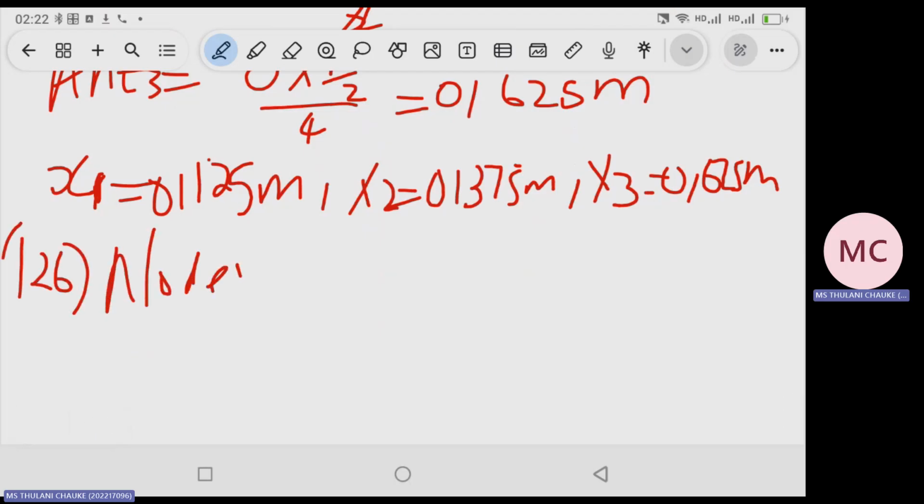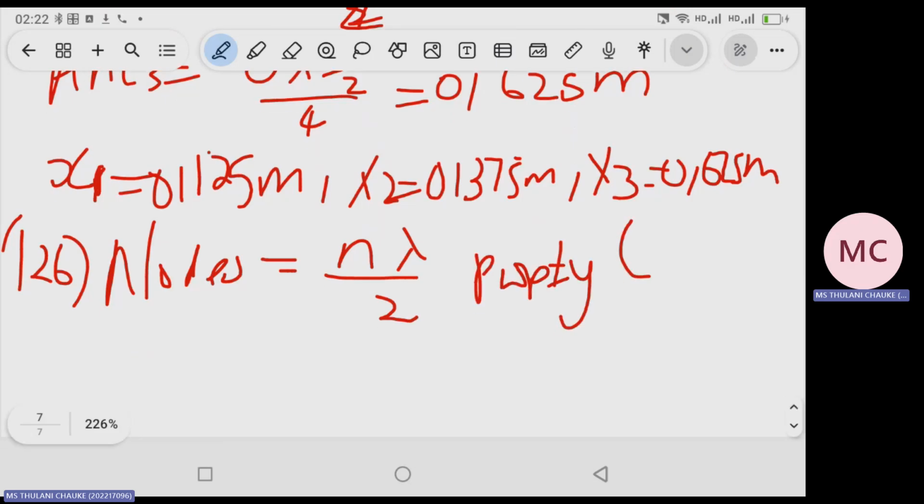For getting the positions of the nodes, you'll have n lambda over 2. So this is the formula. And the property says you're going to start at 0 now. N will be 0, 1, 2, 3, up to infinity.